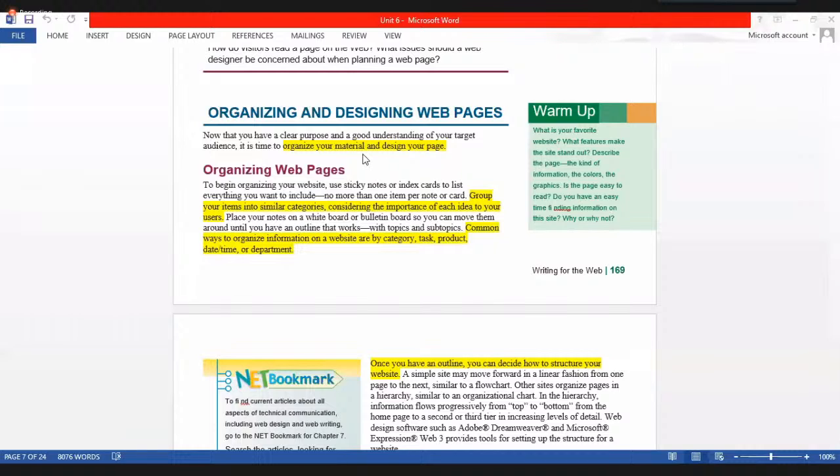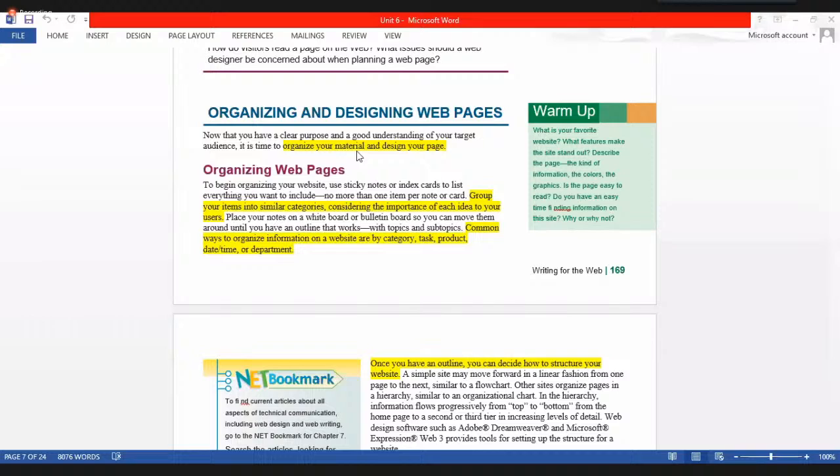Whatever material you are going to include there must be properly organized. Which should come first, which should come later, that you must decide, isn't it? Whatever article you are going to upload on the web page, you will be using different topics and subtopics. Those topics and subtopics should be organized in proper order. Only then will that be effective for the readers.